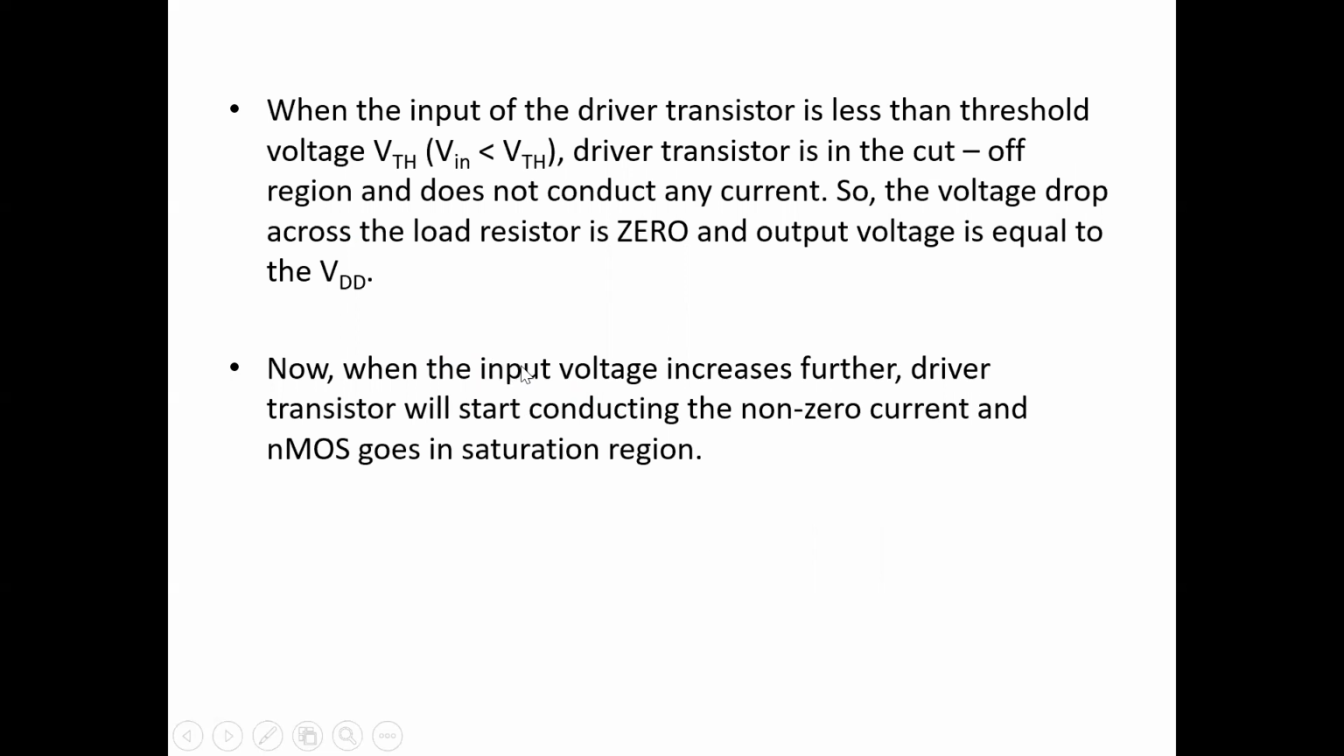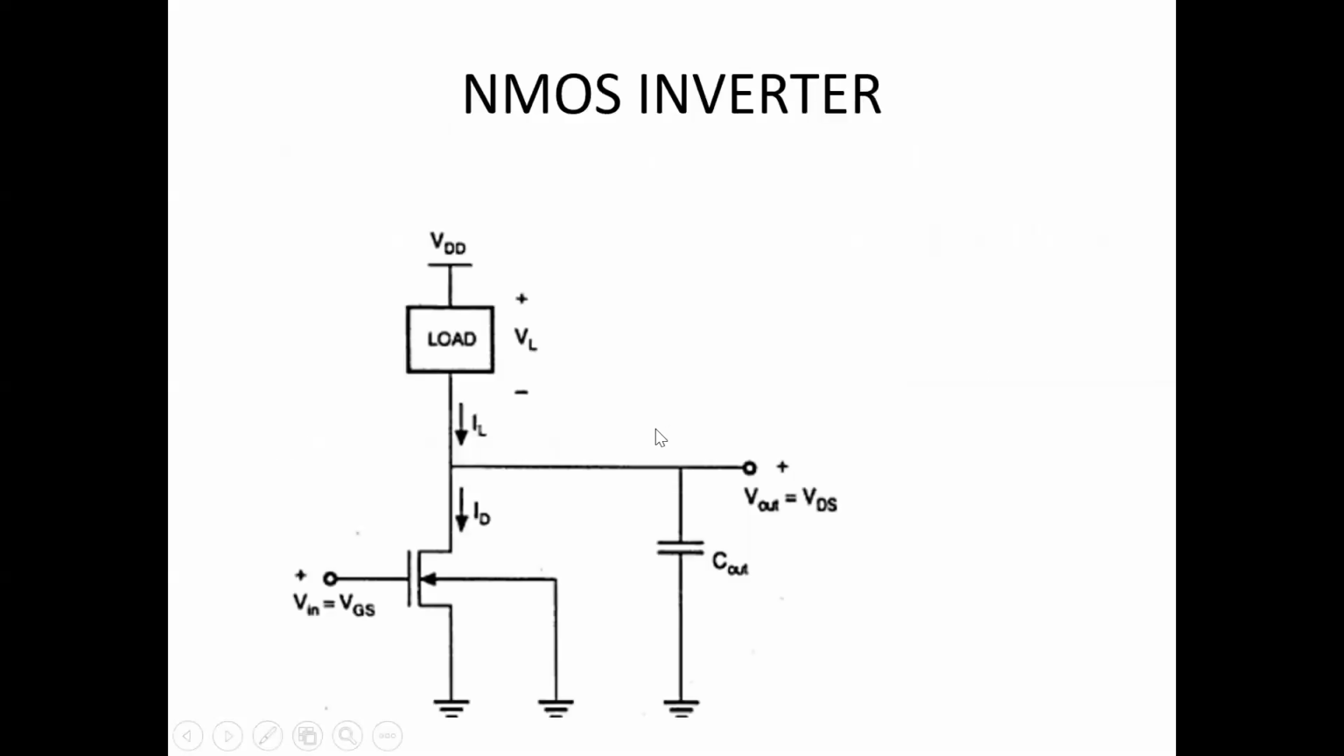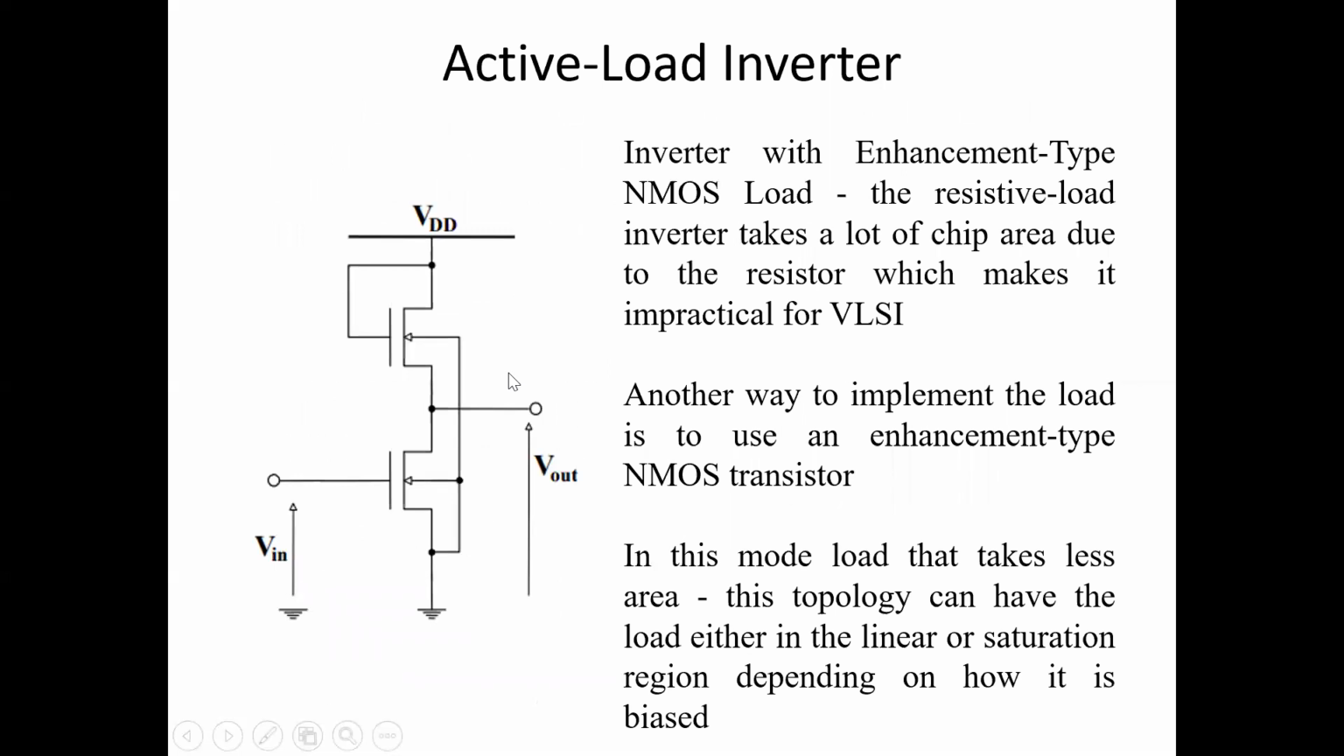The power dissipation will be more because we are using a resistance, and the noise margin will also get affected. Next, the NMOS inverter. NMOS inverter means the load will be an NMOS device. Here it can be an enhancement NMOS device or a depletion type NMOS device.